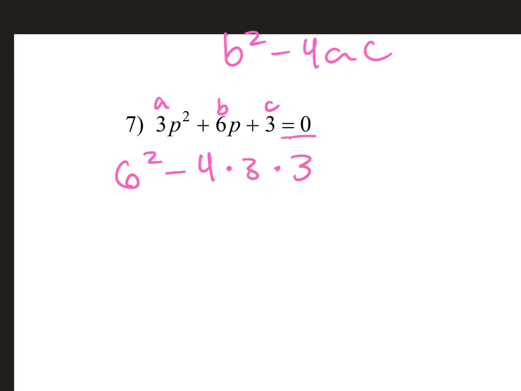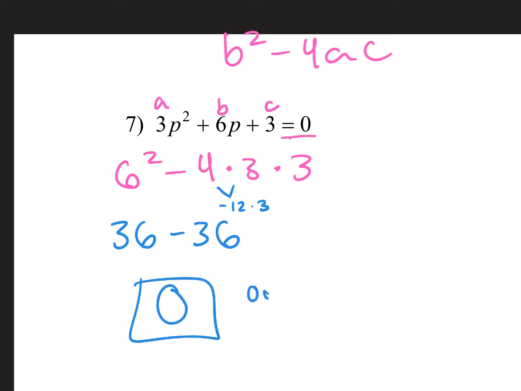What's 6 squared? 36. What is negative 4 times 3? Negative 12. And negative 12 times 3? Negative 36. So it's 36 minus 36. 0. How many solutions do we have if our answer is 0? 1 real solution.